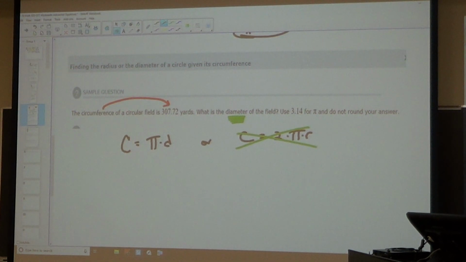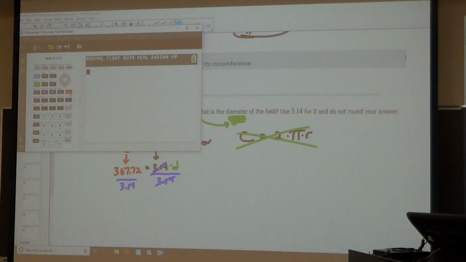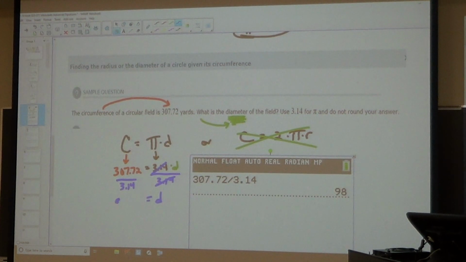Now, this is telling you what the circumference is. So circumference is 307.72. What is pi? 3.14. And diameter is what we're trying to find, so you have to divide. We divide both sides by 3.14. We go to our calculator and do 307.72 divided by 3.14. There's my diameter. Y'all freak out because they gave you the answer and they were asking for the diameter. They wanted you to work it backwards.